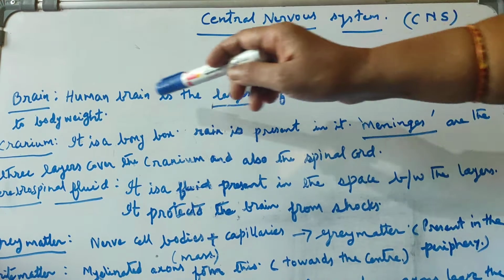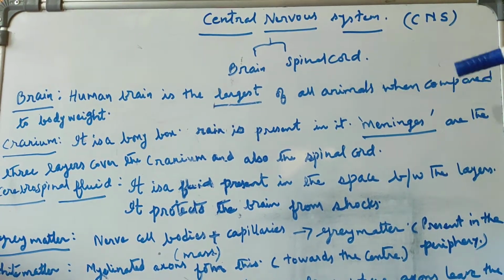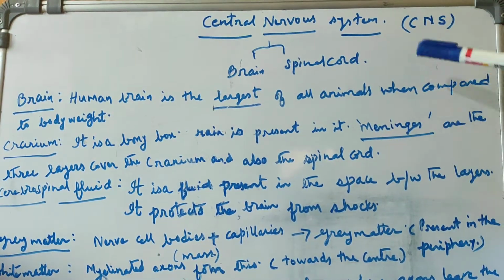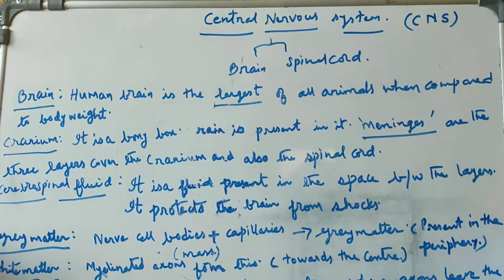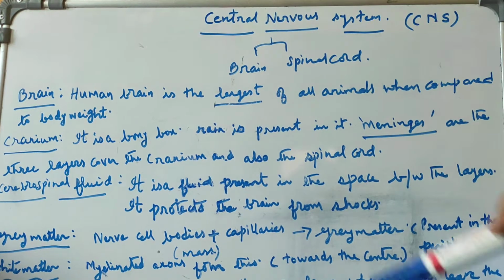The human brain is the largest of all animals when compared to body weight. So, when compared to other animals, the weight of the brain relative to the body is larger.